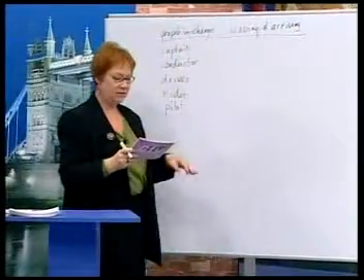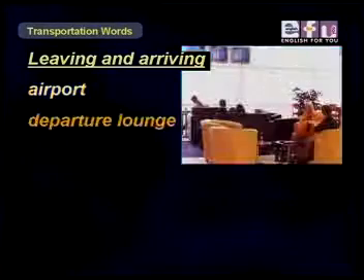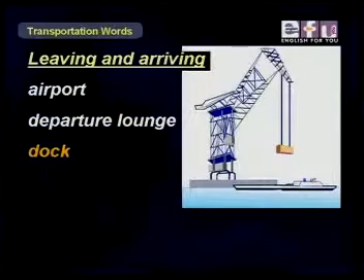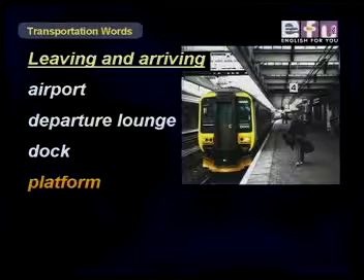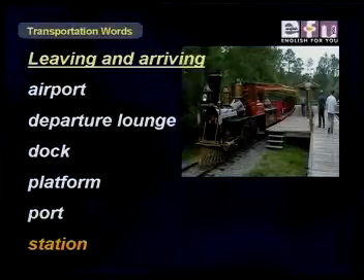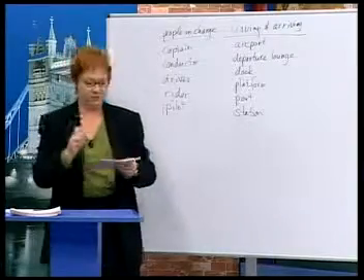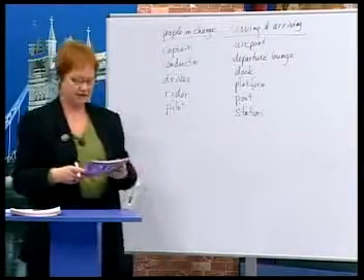Okay, now in this group we have airport, departure lounge, dock, platform, port, and station. So these are places for leaving and arriving. Now, Isabel, you said you flew to France last year. How did you do that? We took a taxi to the airport. And what did you do there? We sat in the departure lounge. We got on the plane. The plane left the airport. Yeah, that's good.